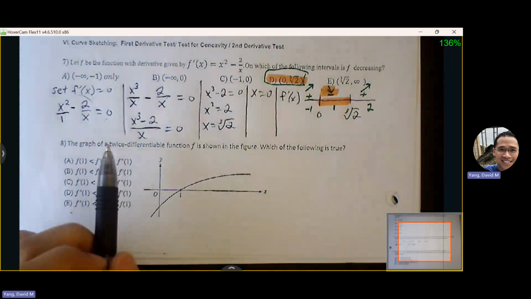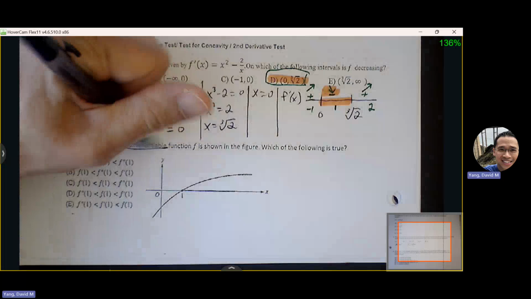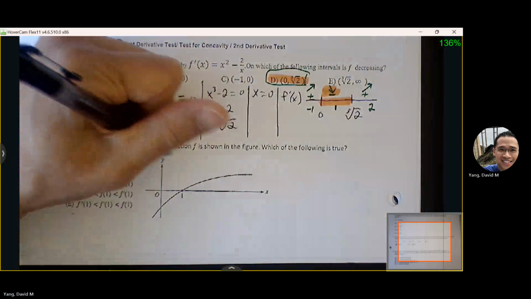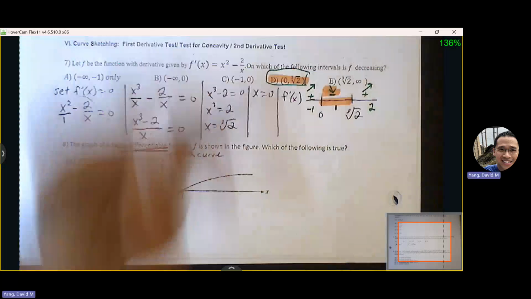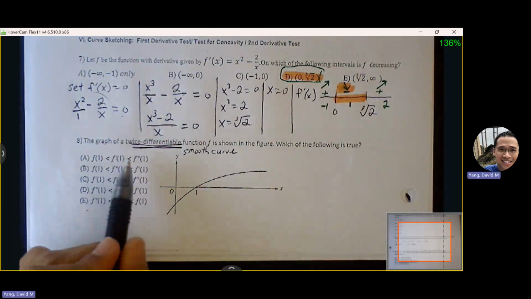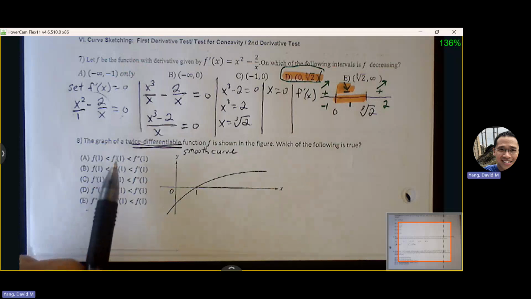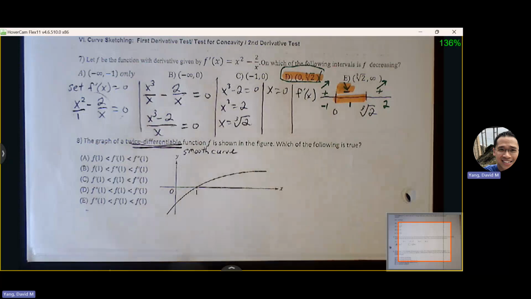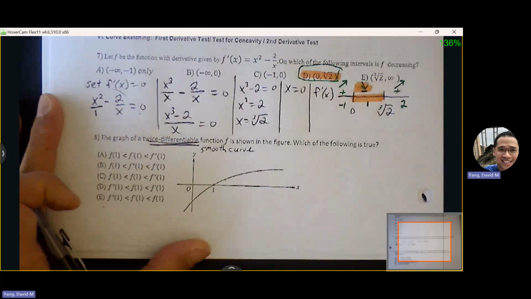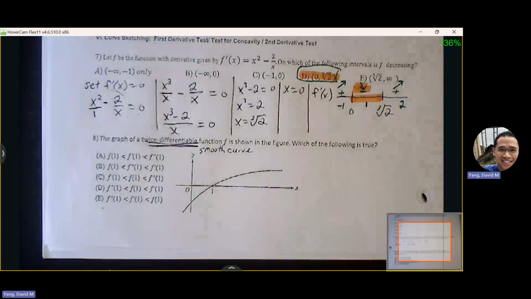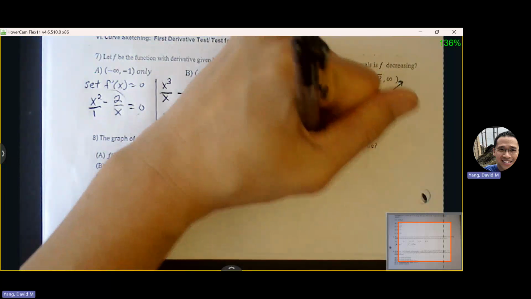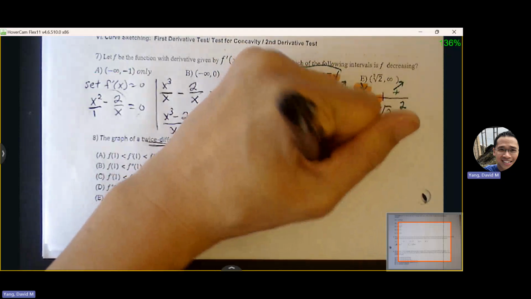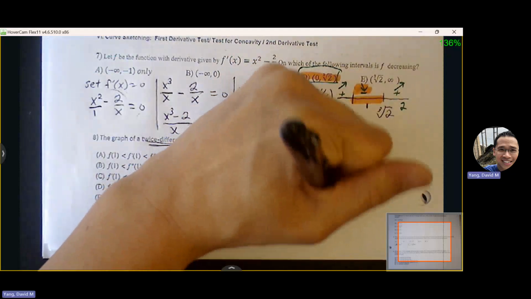Okay, number 8, the graph of a twice differentiable function. So we're given a smooth curve here. Which of the following is true? So if you look at all these possibilities, these are all involving ordered pair, slope, or second derivative, or concavity at 1, right? And we just have to figure out the order in terms of their value from smallest to largest. So if we look at 1 here, let's see if we can look at the graph and determine what each of those values could be.